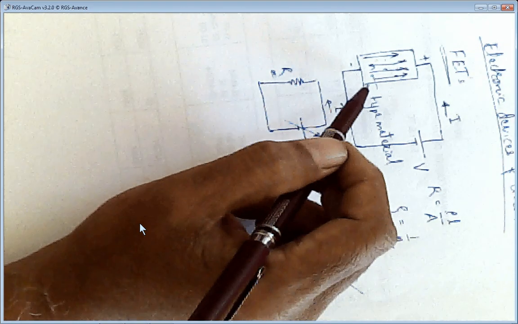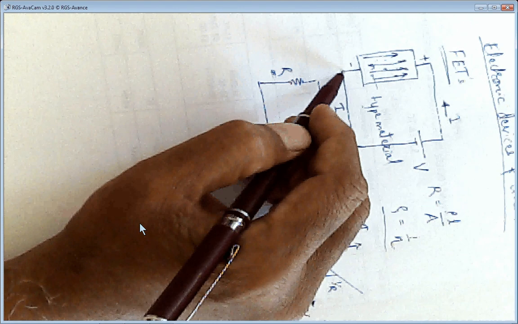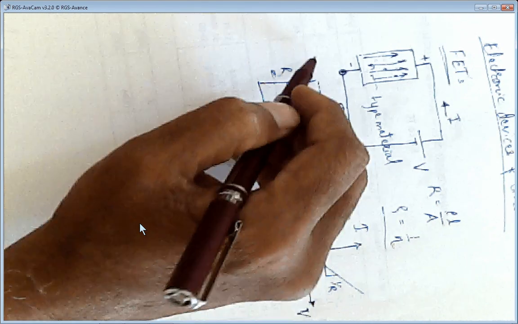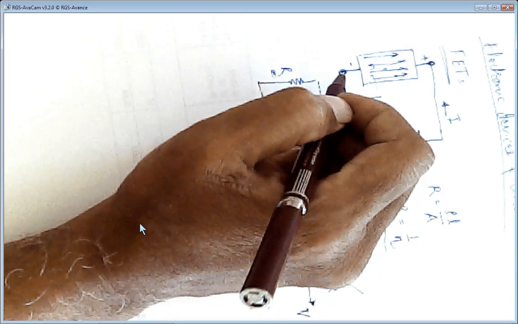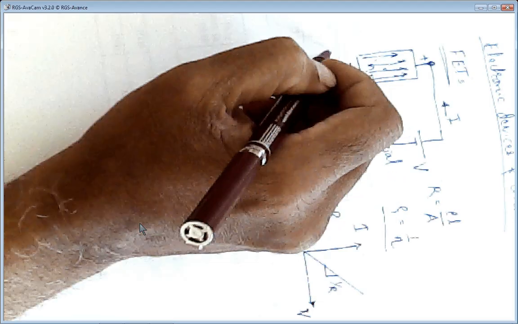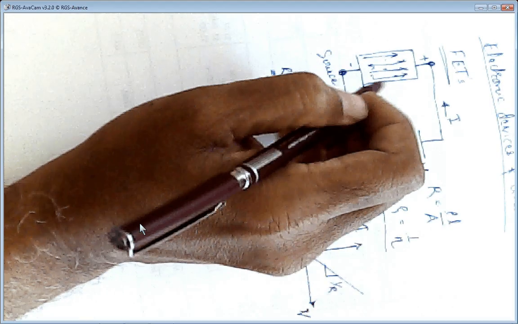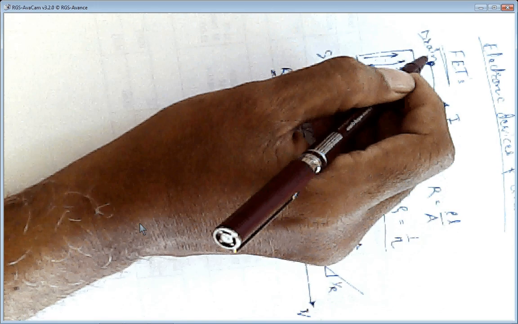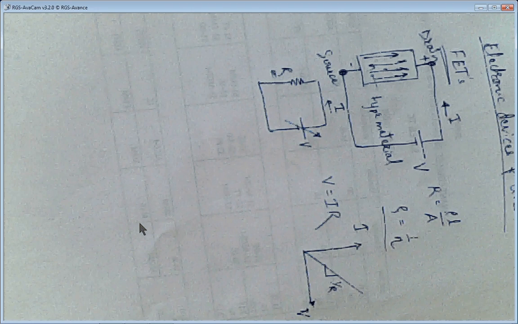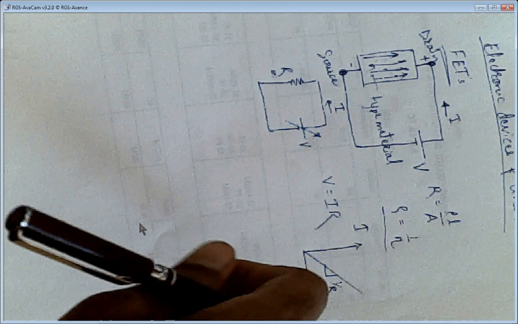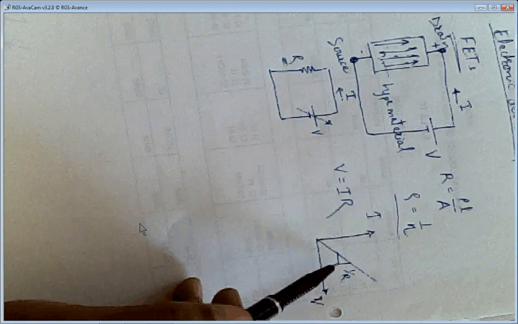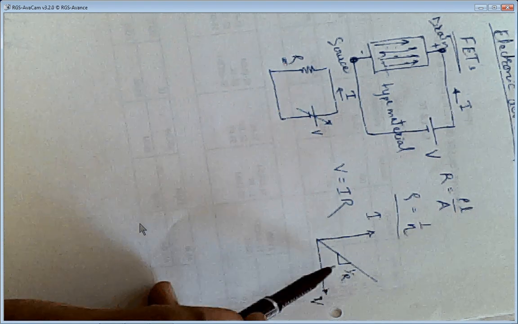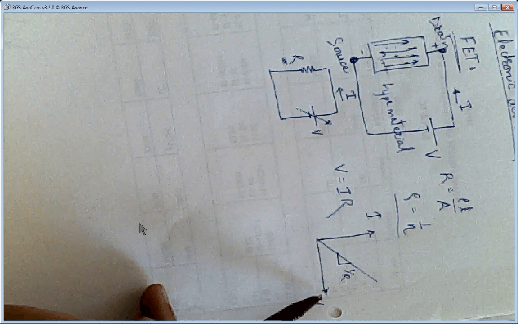So these electrons are sourced from this point and drained out, or taken out, from this point. So this terminal we call a source, whereas this terminal we call a drain. Remember this: drain and source terminals. So it follows simple Ohm's law, and secondly it has some characteristics depending on V and I.